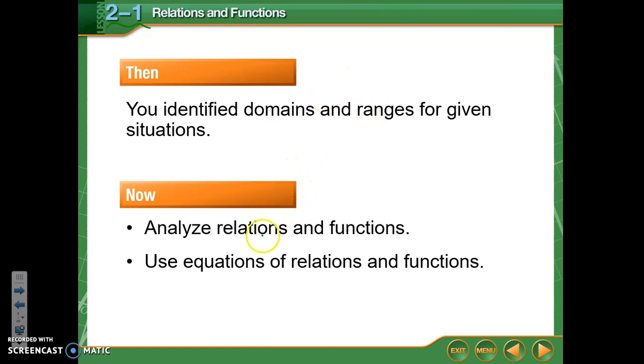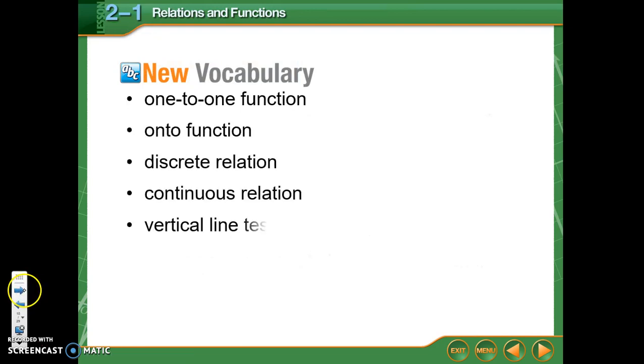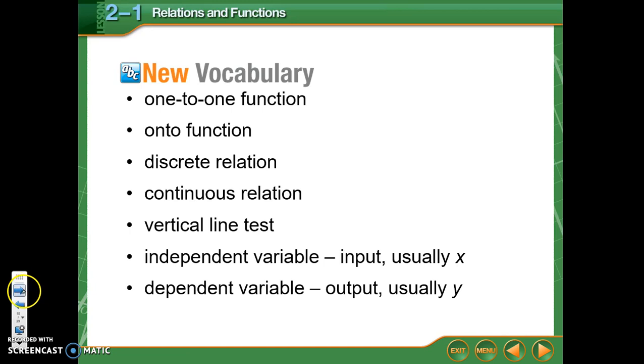And today we're going to focus on what relations and functions are, how to decide if something is a relation or a function, and we're going to use equations of those relations and functions and be able to classify them and do different things with them. So we have a bunch of vocabulary words that we will be seeing in this section.